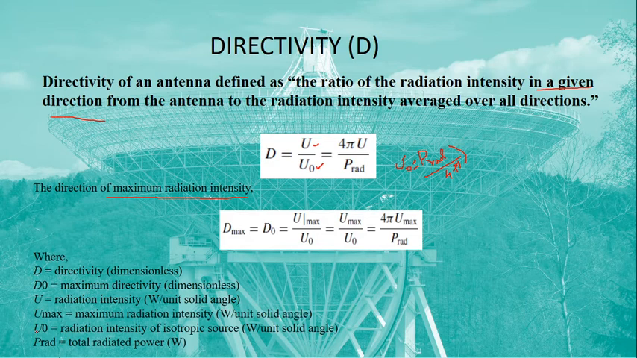As we saw in the previous video, the isotropic source is always a reference. It does not practically exist, but still that is the reference with which we describe other types of antennas. Whenever we describe any parameter of an antenna, we describe it with respect to an isotropic source. And P rad is nothing but the total radiated power in watts. Fine. So this is what we mean by directivity, and this parameter tells us how directional our given antenna is.